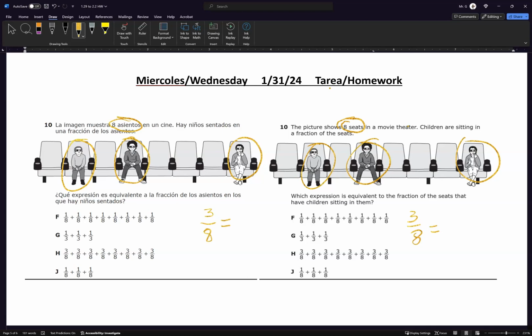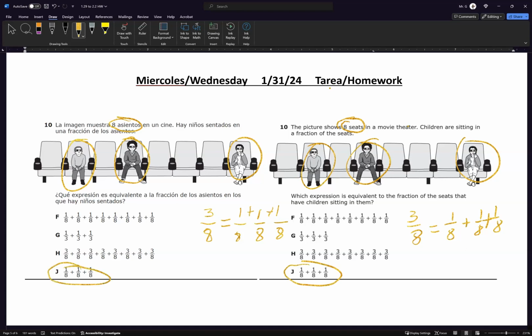So we know, sabemos 1 plus 1 plus 1 son 3. And denominator se queda igual. And we know each one is 1/8. We add the numerator, denominator stays the same. So 1/8 plus 1/8 plus 1/8, you can see is J.